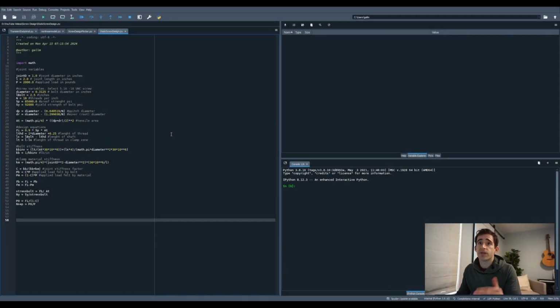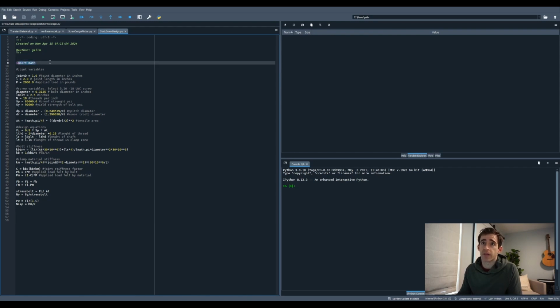So now that we've transitioned to Python, this is the script I've used to set up my load equations. So first I imported math, because I'm going to need pi from the math library. And then I set my joint variables. So we know we have a joint diameter of 1. This is a diameter in inches. We have the joint length, total length in 2. And then the applied load in pounds, 2,000 pounds.